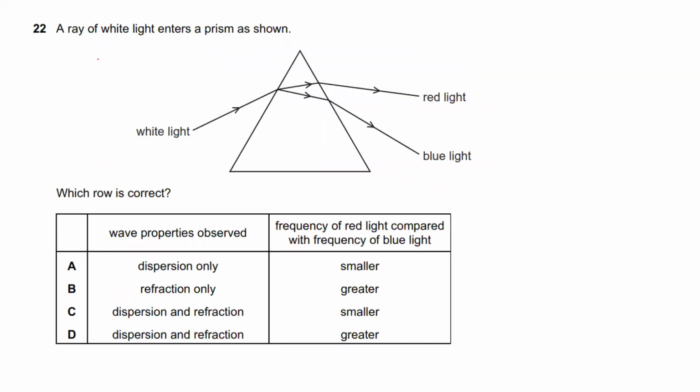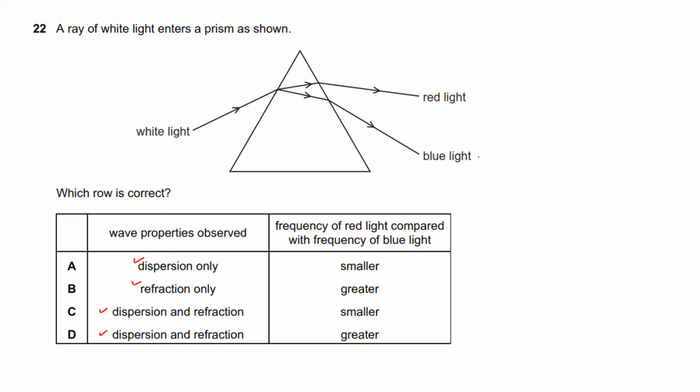Then question number 22, it says a ray of white light enters the prism as shown. Which row is correct? So what are we observing here? We are observing dispersion of light and refraction of light. So we are observing both dispersion and refraction phenomena. So the answer would be either C or D.